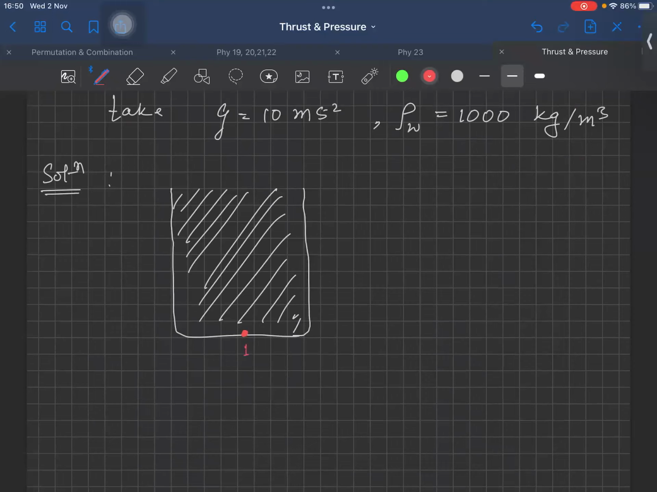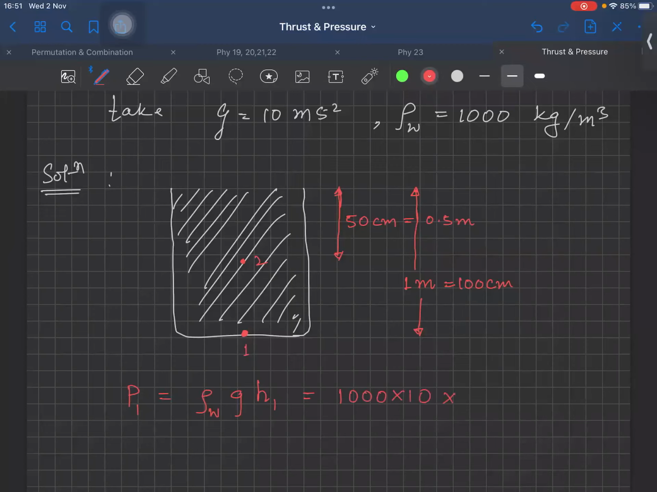So let's say this is point 1, and at the midway, point 2. Midway, the height will be how much? 50 centimeter. And here it will be 1 meter, or 100 centimeter, right? At the bottom it is 1 meter or 100 centimeter. This is 0.5 meter. We need to calculate pressure at point 1, which will be equal to rho, density of water. You can write rho W into g into h1. So rho W is 1000, g is 10, and h is 1. So this will be 10 to the power of 4 Pascal.